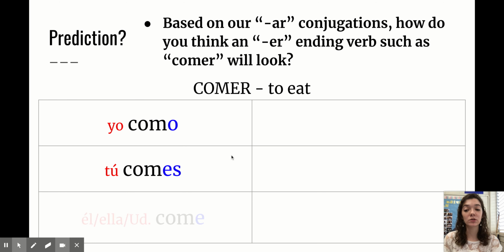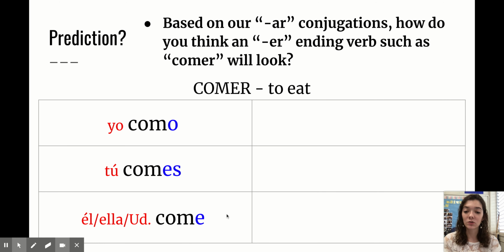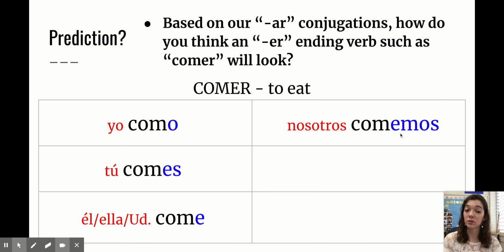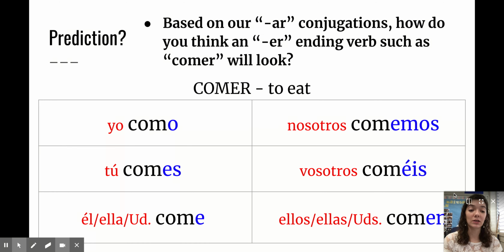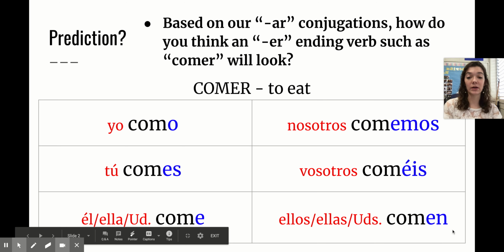In the usted form, usted come, see, not come, come, see, using our Spanish sounds, see, come. Nosotros comemos, with the emos, not amos, but emos. Vosotros coméis, with the accent on the E. And ellos, ellas, ustedes, let me move myself, comen, sí, comen.